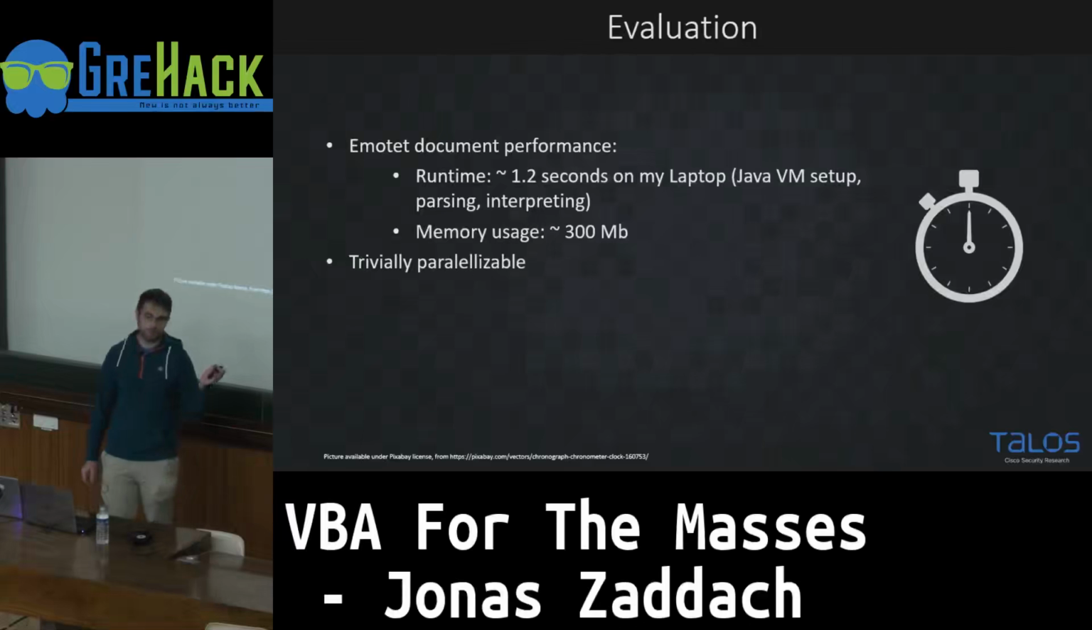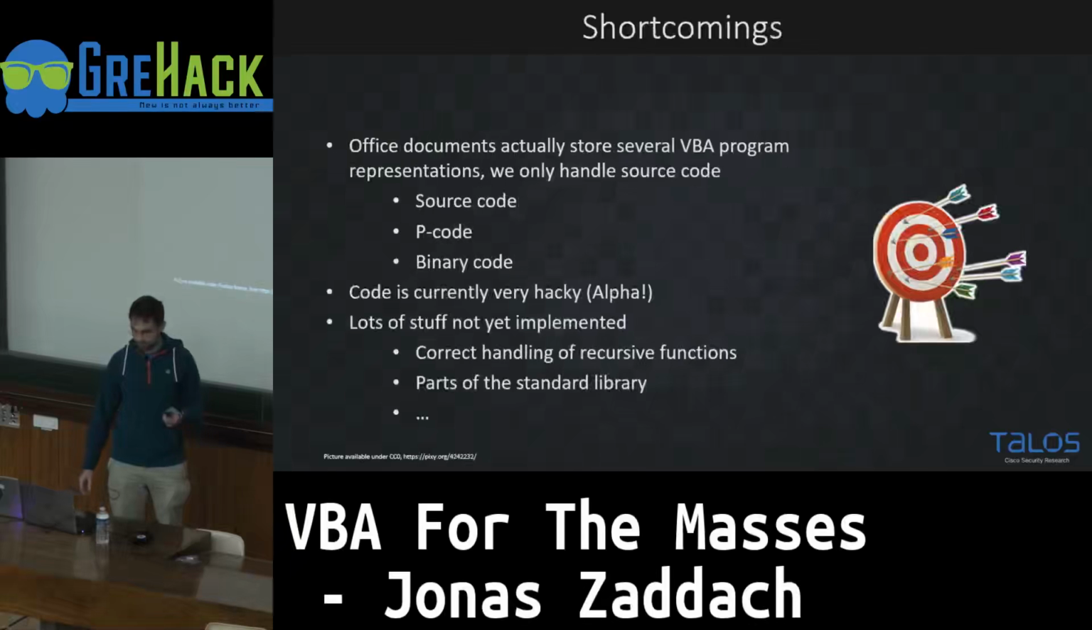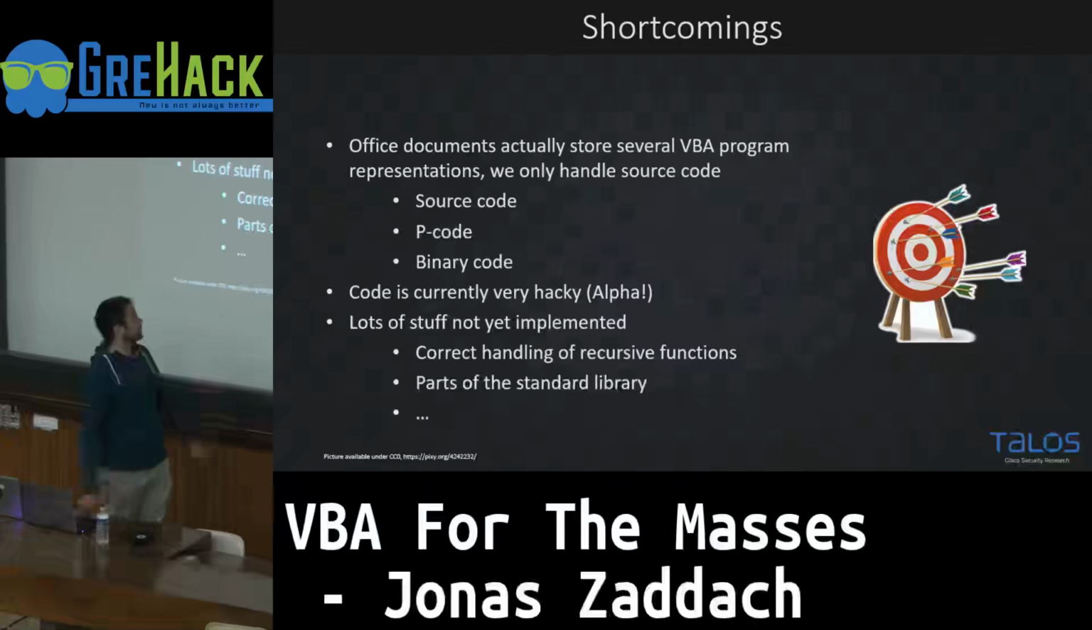VMs are also easy to parallelize, but here you just spin up several processes on the same machine. They don't influence each other, and you can have a couple of hundred processes on the same machine if your memory does allow you that. So the performance for just a prototype is pretty okay. Of course, that's not everything. There are some shortcomings.